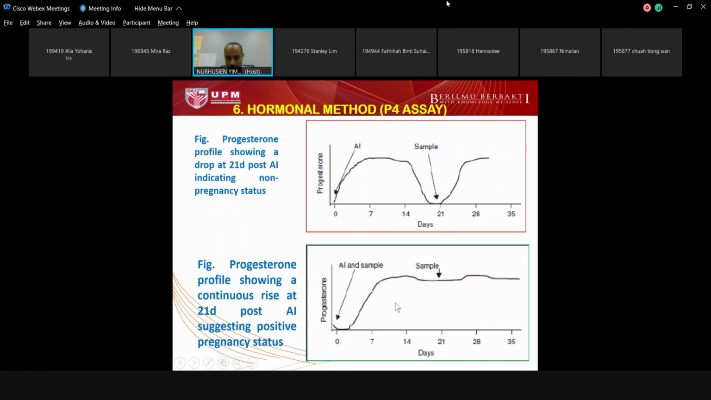Whereas in the case of a pregnant animal, after breeding, the corpus luteum starts to rise. I mean, the progesterone level rises up and then will be sustained. It's not going to drop after 21 days because of the conception and because of what? Maternal recognition of pregnancy, the MRP. Remember that during our past lecture. So this is how the measurement will show you the difference between a pregnant and non-pregnant animal.